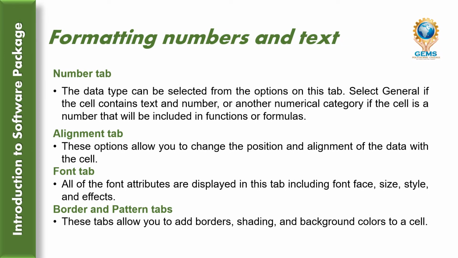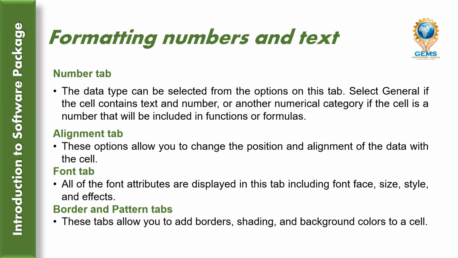Now we will see that there are different types of tabs. We have seen that earlier image. The Number tab, which we have seen, and the Alignment tab, Font tab, and Border and Pattern tab. The Number tab means the data type can be selected from the options on this tab. General is for a cell that contains text and numbers. Another is the numerical category. In this category there is a different list of categories in the Number tab.